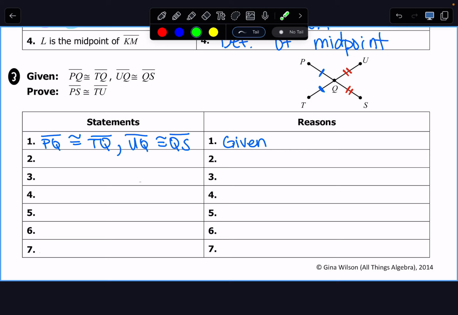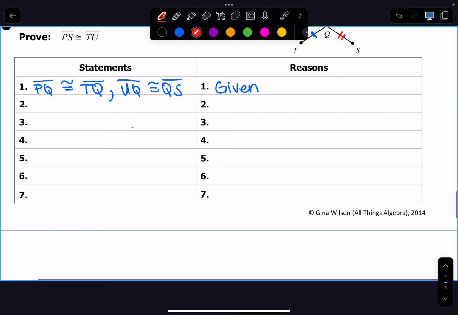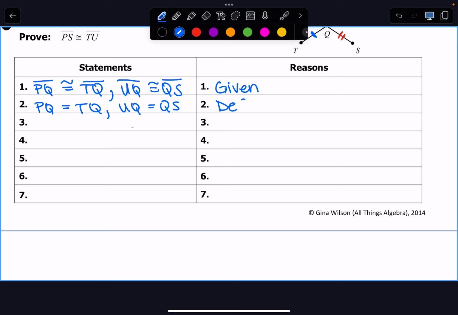Now I have a question. Does the segment addition postulate have congruent signs? No. So the first thing that I think we should do is change all of these to equal signs instead of congruent signs, using the definition of congruence. Okay?